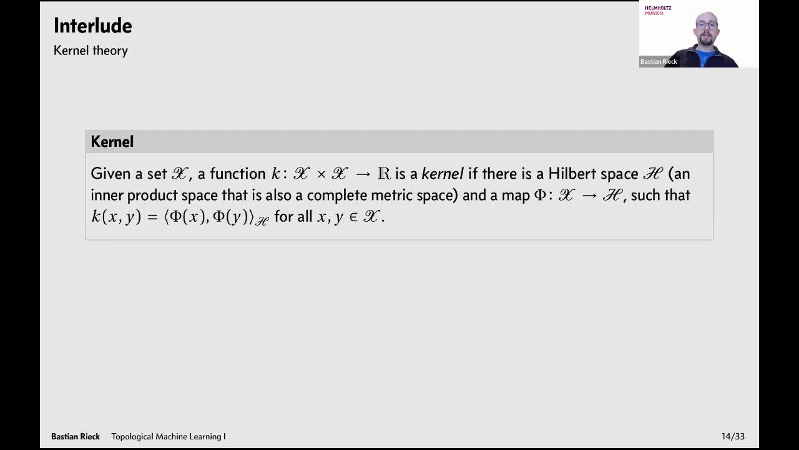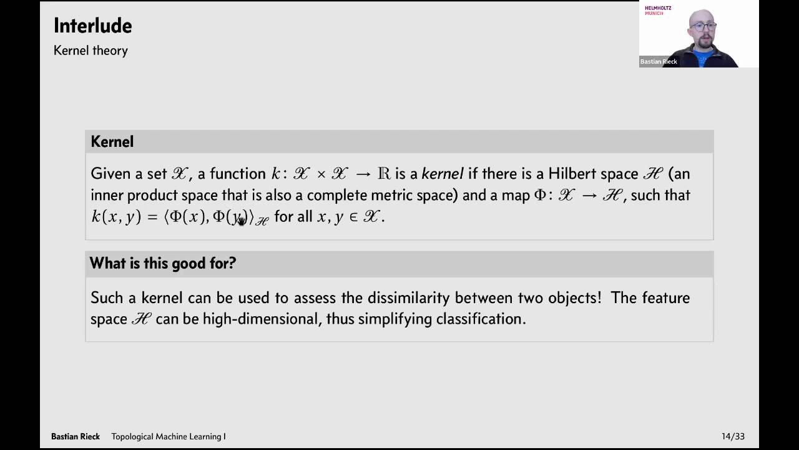So phi is also known as the feature map, and k is of course known as the kernel. This is why it's denoted by k. Now this is all well and good. What can we use that for?